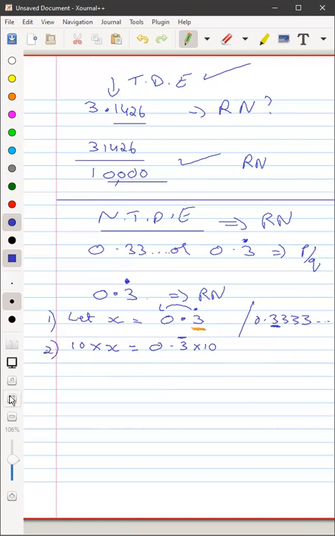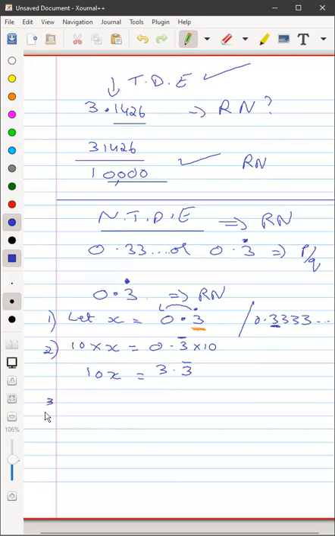Okay. What did we do? We multiplied it with 10 because only one digit was repeating. If there were two digits repeating, we would multiply it with 100. So what do we get here? We get 10x is equal to 3.3 bar. That is step 2. We multiply it with a power of 10 according to the number of repeating digits.